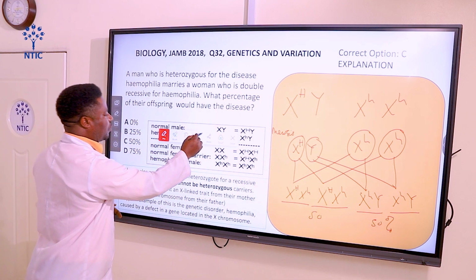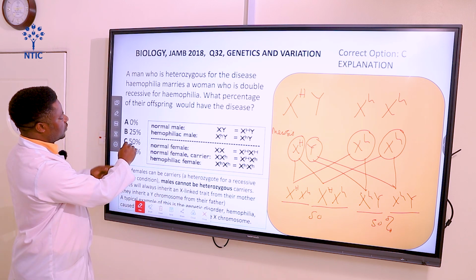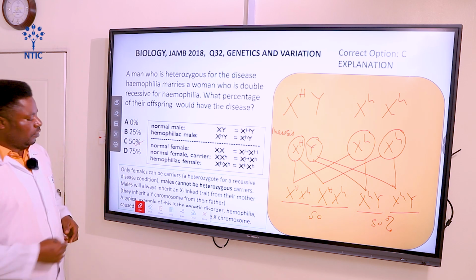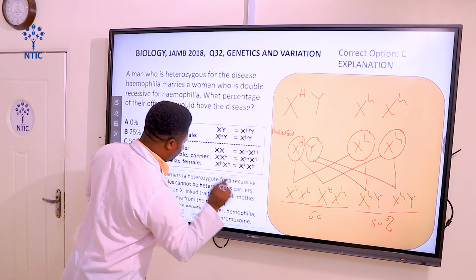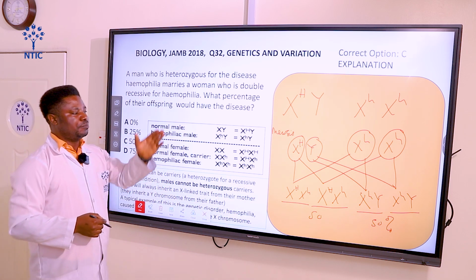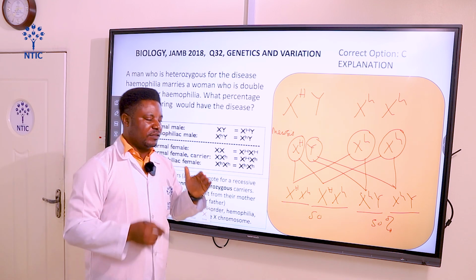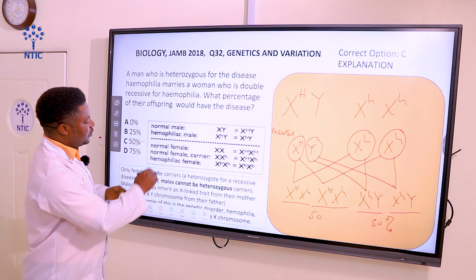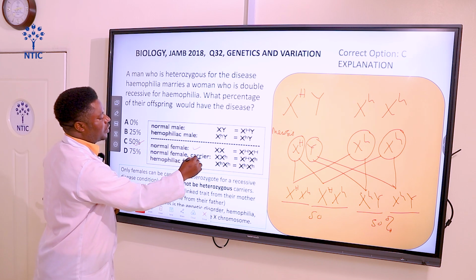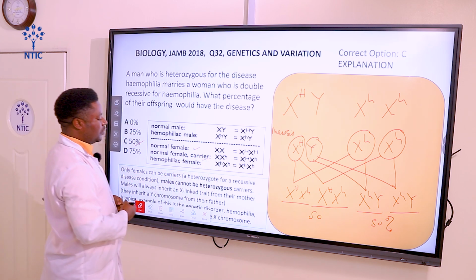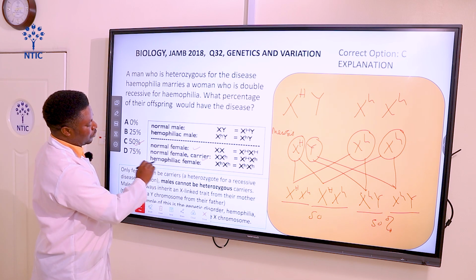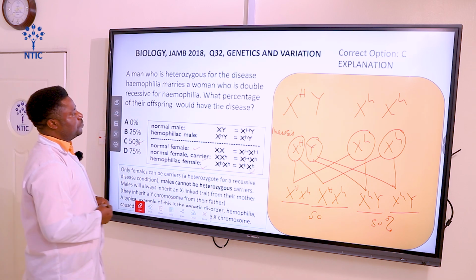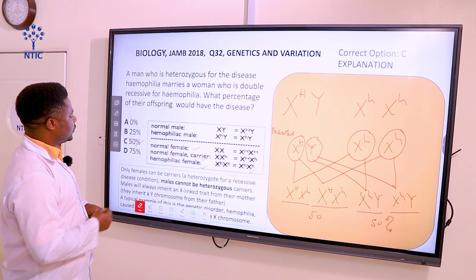So based on the question, you will agree with me that our answer here is C, which is 50%. Just 50% will have the disease, and 50% will be just carriers for the female. And do not forget, I said males cannot be carriers. It's either the male is infected or is normal. But a female can be normal, she can be a carrier with the heterozygous allele, and she can also be infected, having the double recessive alleles, making her hemophiliac. Next question.